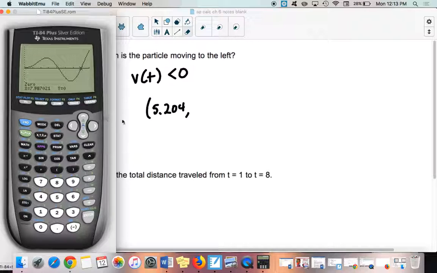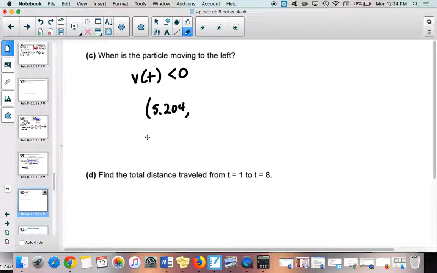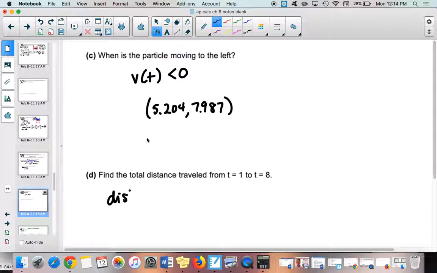So 7.987. What if that's in miles? Makes a difference, right? All right, and D, find the total distance from 1 to 8. So if you're finding the total distance, how do I find distance? Absolute value of the velocity, integrated, right?